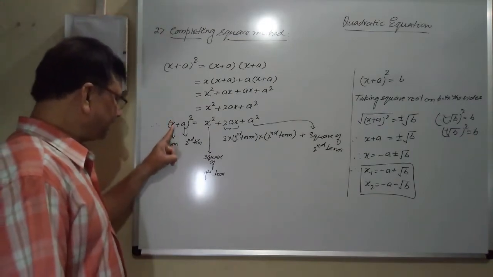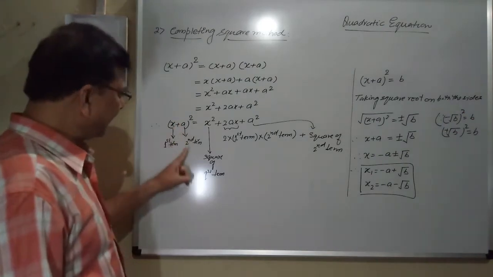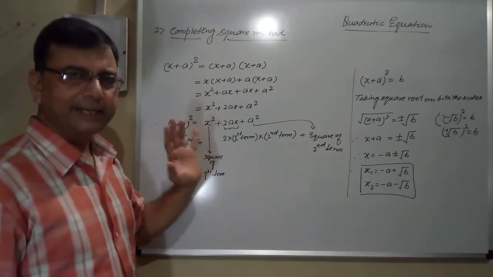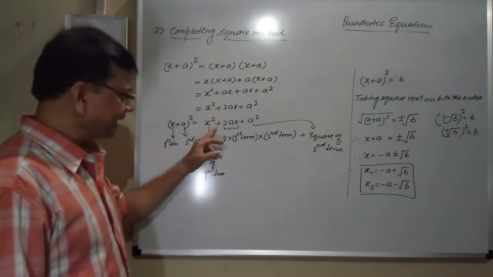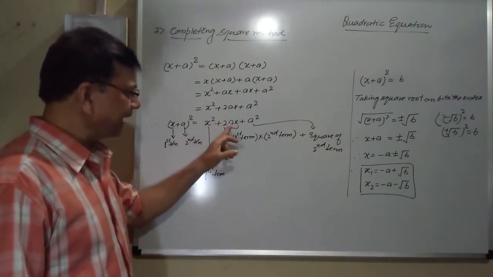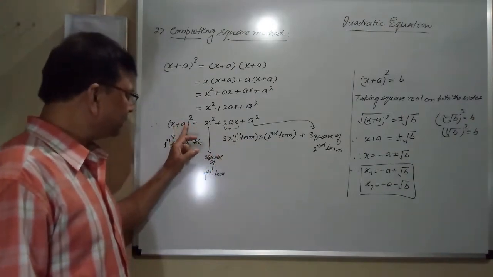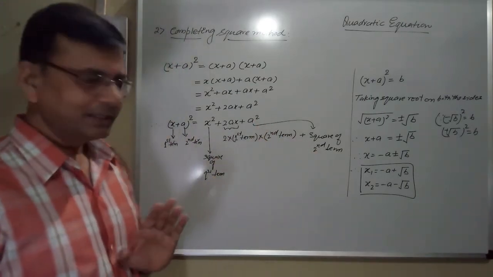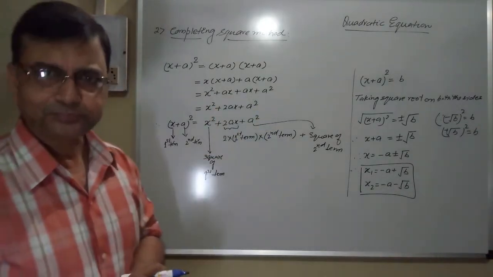So suppose this x is taken as the first term, right? This is the first term and a is the second term. Then on the right side, what do we see? This is the square of the first term, plus 2 into the first term into the second term, plus the square of the second term. This one should be understood because this is going to be applied.